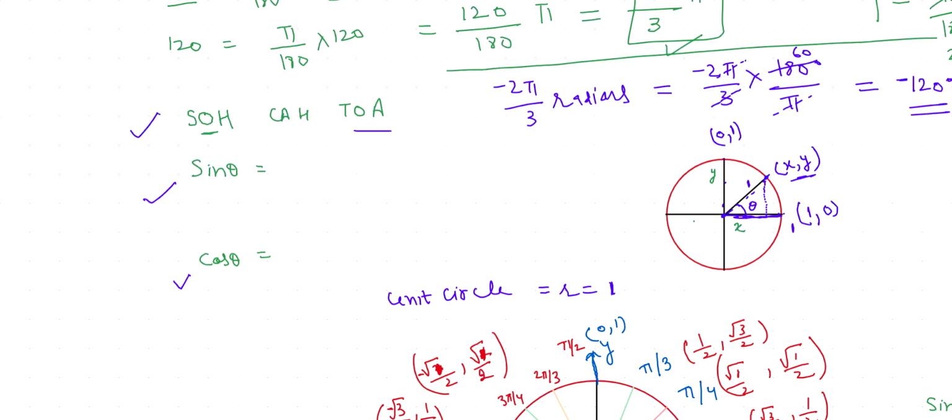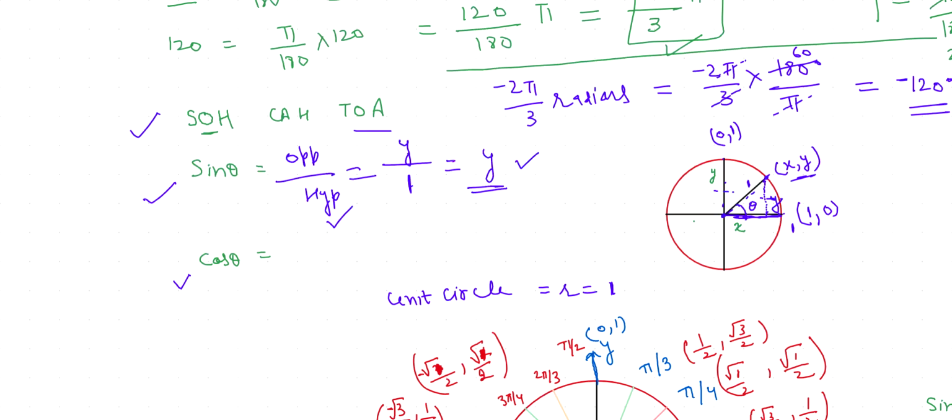As we know from the formula SOHCAHTOA, we can find the value of sine theta, that is opposite side upon hypotenuse. For the opposite side, this is angle theta and opposite to it is this side. This side is parallel to the y-axis, so this is also y. So put y in place of the opposite side. And the hypotenuse is the radius, and its value is 1. So put 1 here. Then sine theta is equal to y.